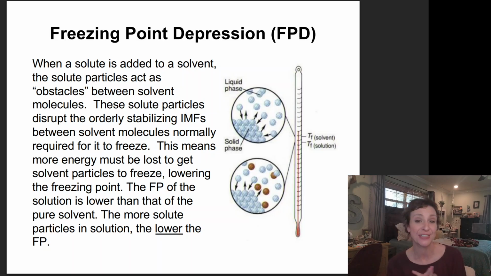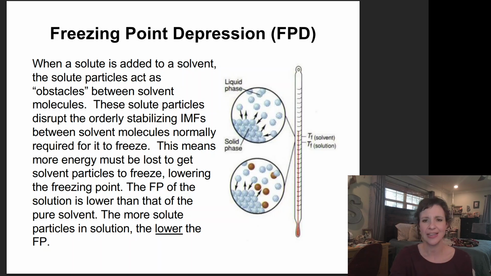Anyway, let's see. So freezing point depression, or FPD, the way I like to call it, says when a solute is added to a solvent, the solute particles can kind of act as obstacles between all my solvent molecules. So these solute particles will actually disrupt any orderly stabilizing IMFs between my different solvent molecules that would normally be required for them to assume their positions to freeze.